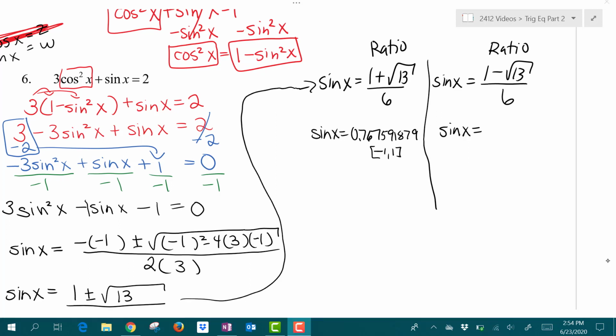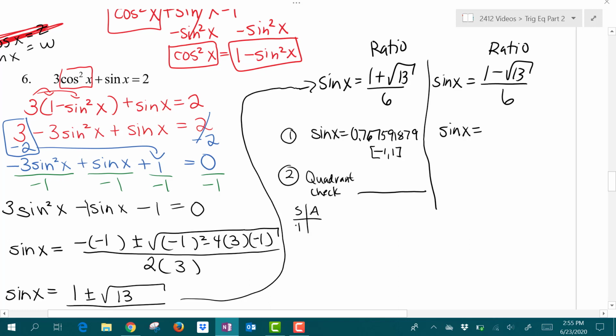Alright, so our ultimate goal again was to get sine x by itself on one side. So the next thing that we're going to do here is do a quadrant check. Alright, since we said that was an allowed ratio, this will pop up in two quadrants. Let's do all students take calculus. The ratio that we're given here is a positive ratio, so we're looking at quadrant 1 and quadrant 2.